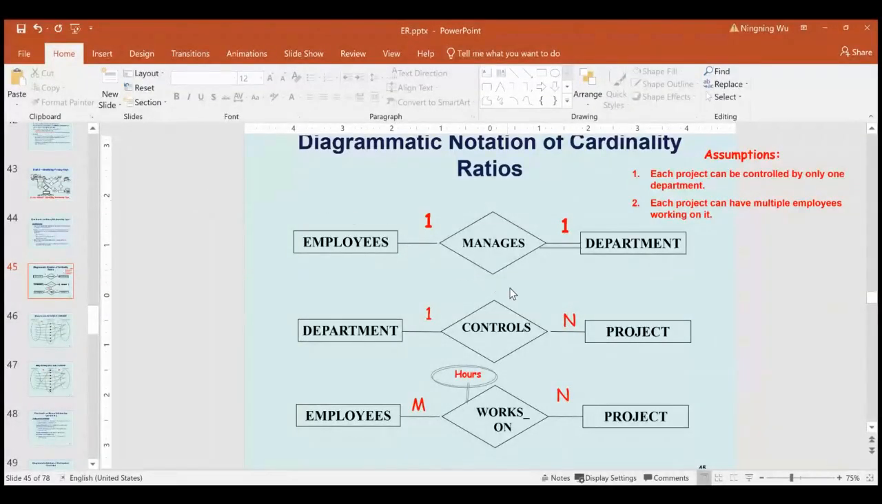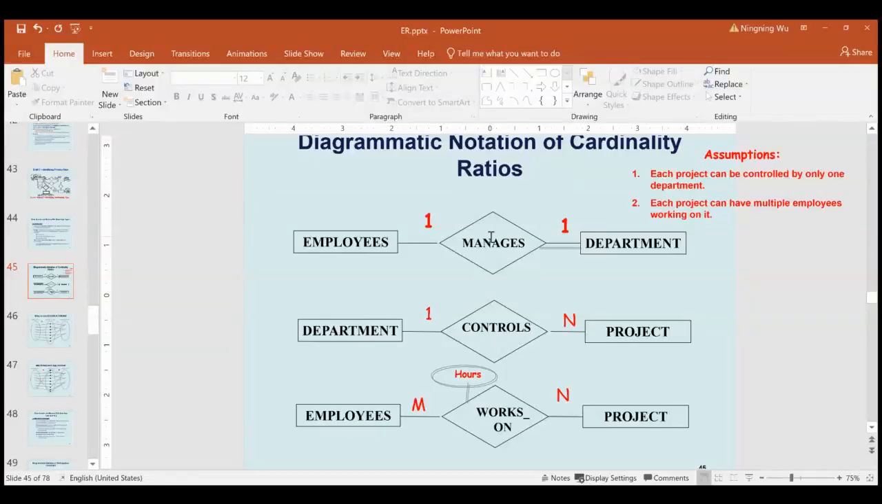For total participation, we use a double line connecting the entity type with the relationship type. So this total on the department side means that the minimum number of relationship instances a department participates in for manages is 1.